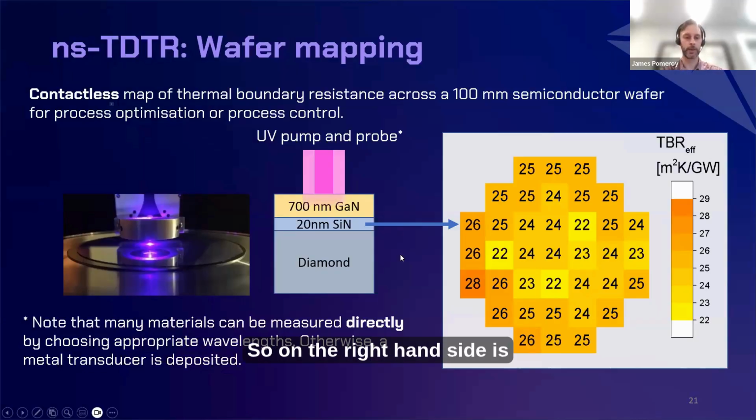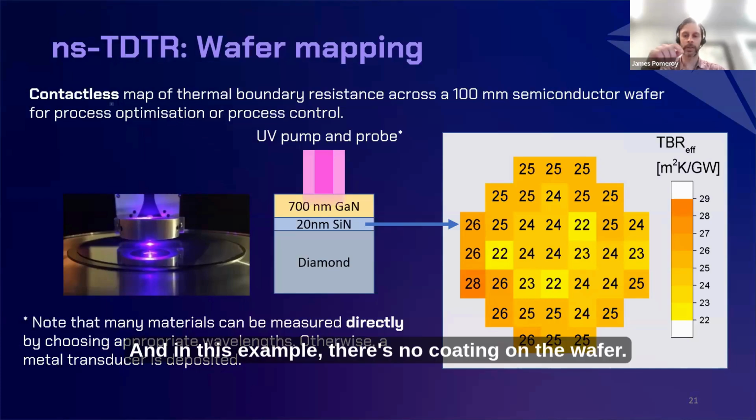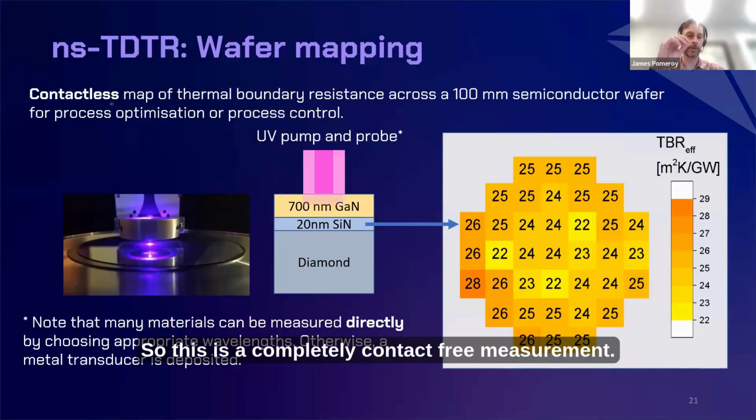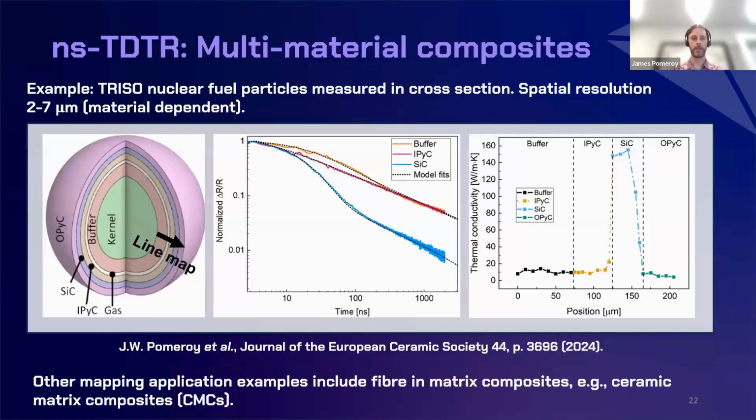On the right-hand side is a map over a 4-inch diameter wafer. And in this example, there's no coating on the wafer. So we've chosen a wavelength that's absorbed by the semiconductor film, and we also get a good thermoreflectance coefficient. This is a completely contact-free measurement, so that wafer can be used afterwards for other tests or device processing.